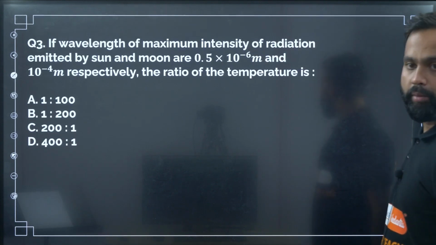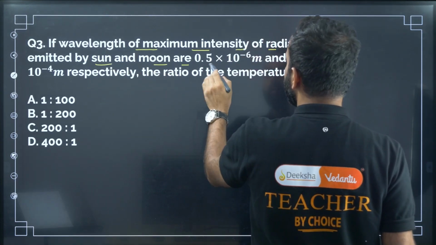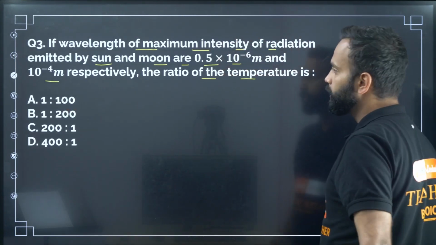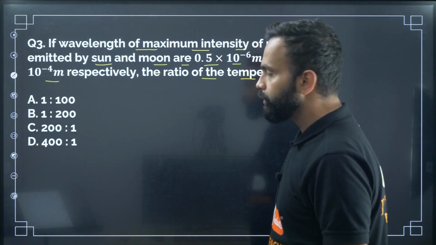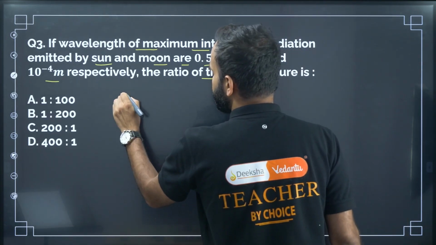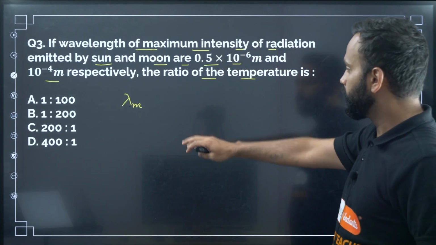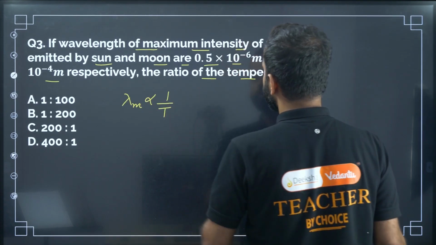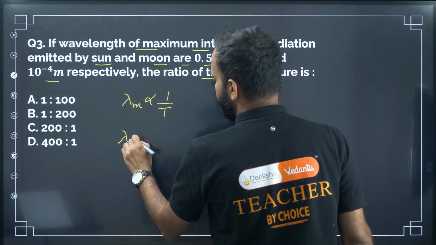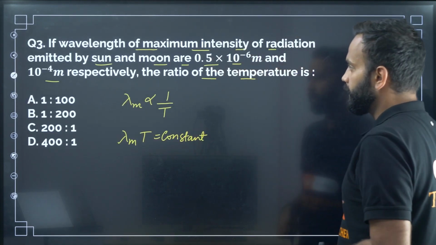Question number 3. If the wavelength of maximum intensity of radiation emitted by the sun and moon are 0.5 into 10 to the power minus 6 meter and 10 to the power minus 4 meter respectively, the ratio of the temperature is? We need to find the ratio of the temperature. Here apply Wien's displacement law. Wien's displacement law says that the wavelength of the emitted radiation is inversely proportional to the absolute temperature. That is lambda m into T equals a constant.